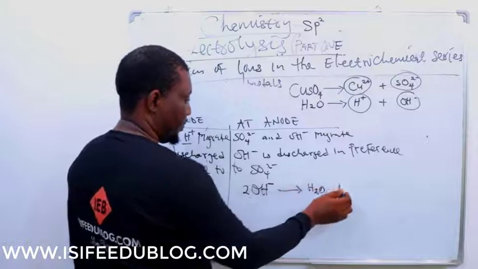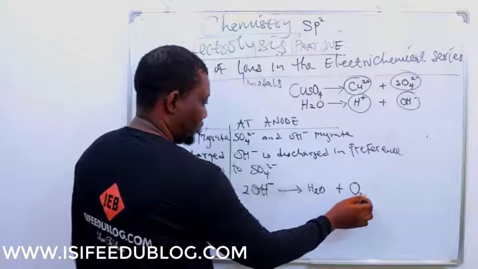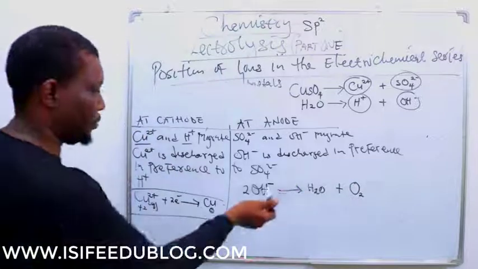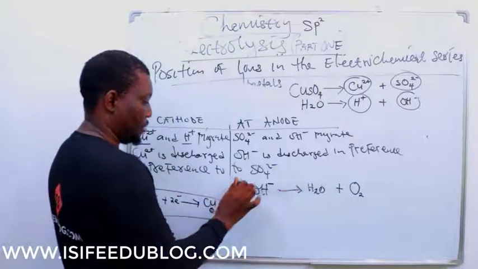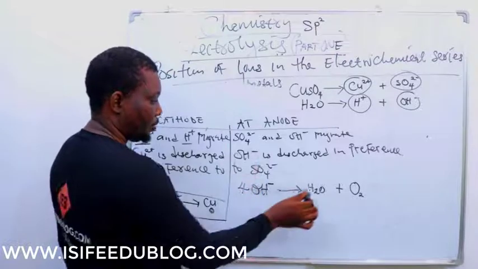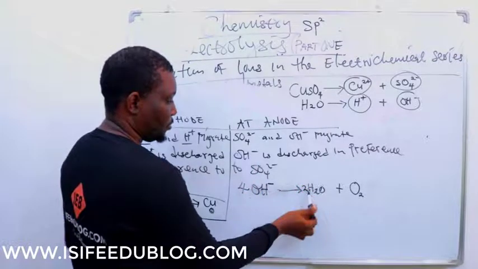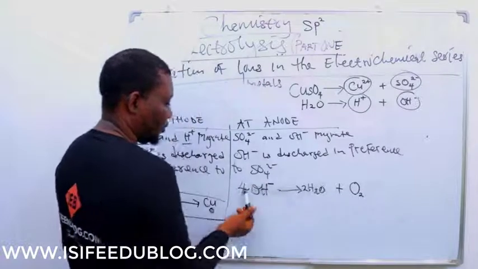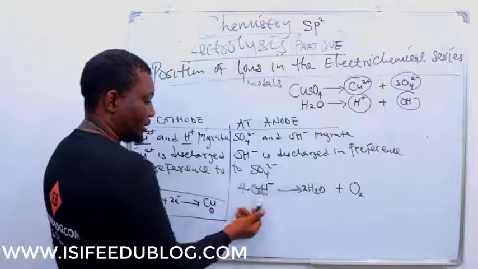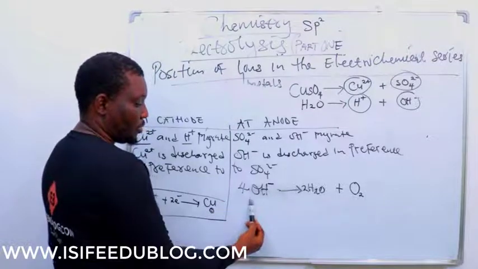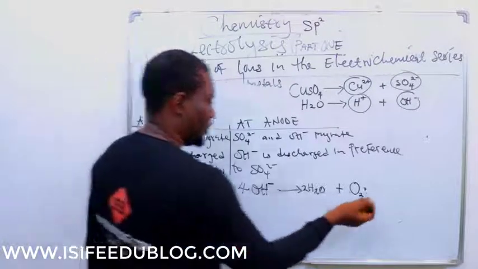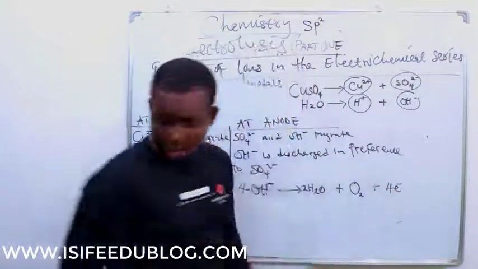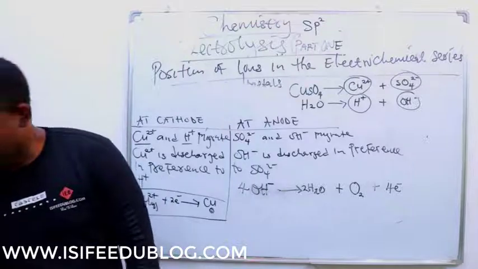H is balanced, and we have O here, but it should be O2. Oxygen does not exist as a single atom, so we have O2. So basically what should be here is 4OH-. To balance this, we have 2H2O. So O is balanced, H is balanced. What is not balanced is the charge. Since we have a net charge of minus 4 here, what you need to add is 4e- to balance the equation.